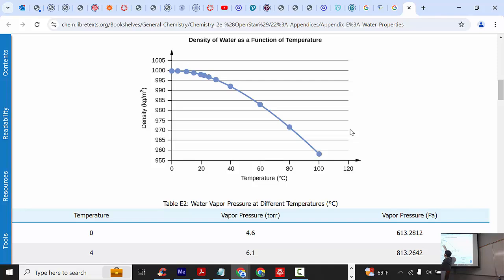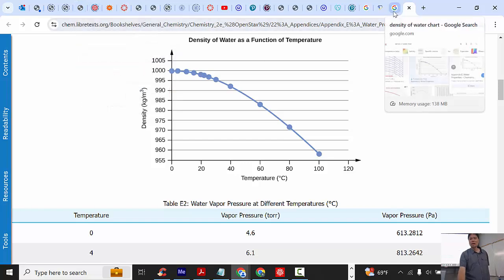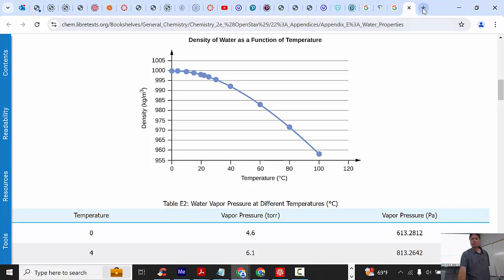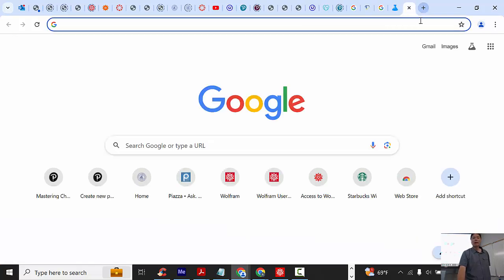But there's a weird thing that happens if we zoom in right at the beginning. Do you know what happens with the density? Where water is the most dense is not at 0 degrees C. Do you know where water is the most dense? It's at 4 degrees Celsius. That's where it's most dense.